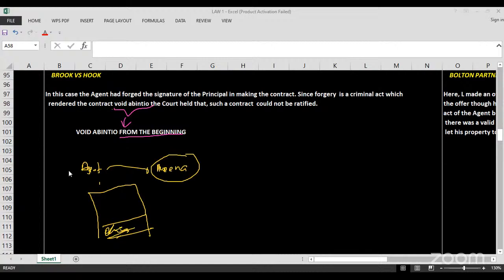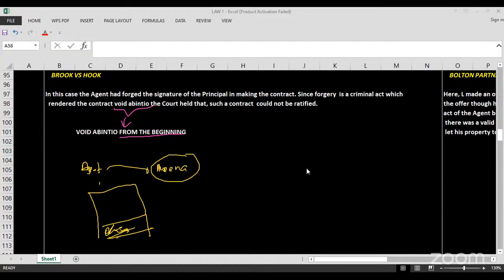I mean, he is signing, not the principal. He's forging the principal's signature. Since forgery is a criminal act, no? So how can that person sign the name of his principal? So he had to sign his own name. Then can you ratify his contract? No, you can't ratify it.